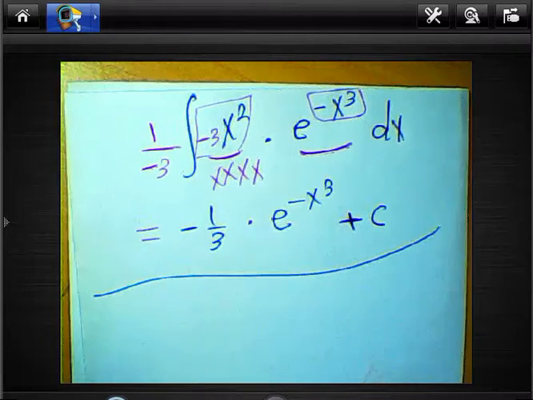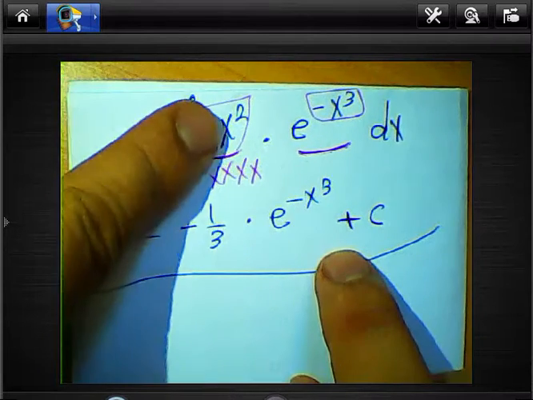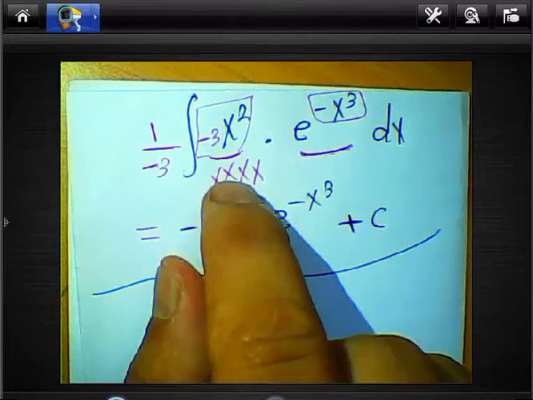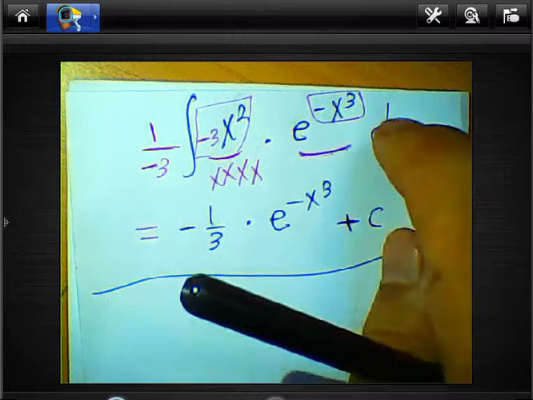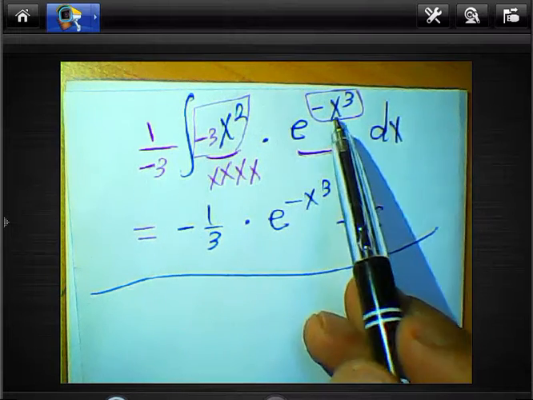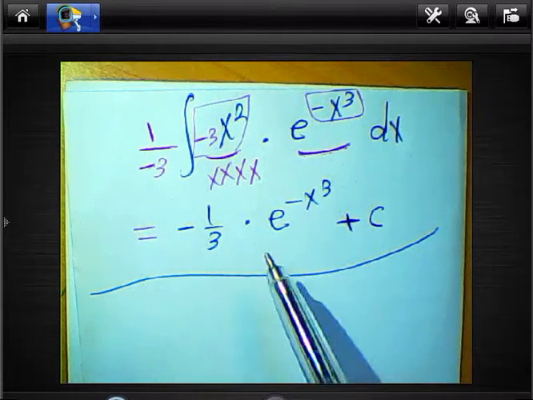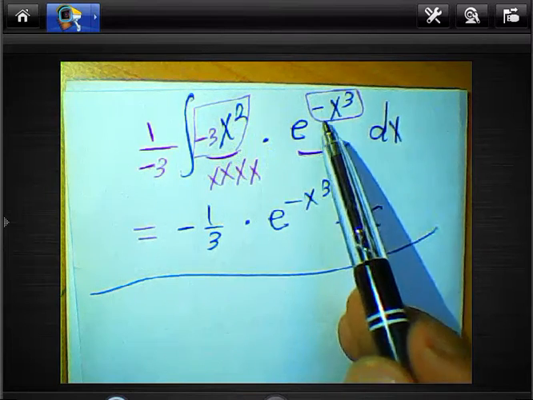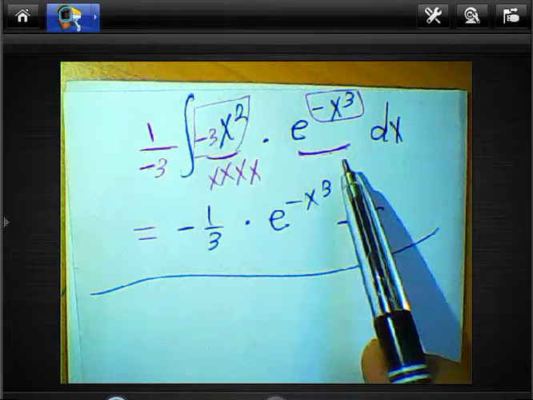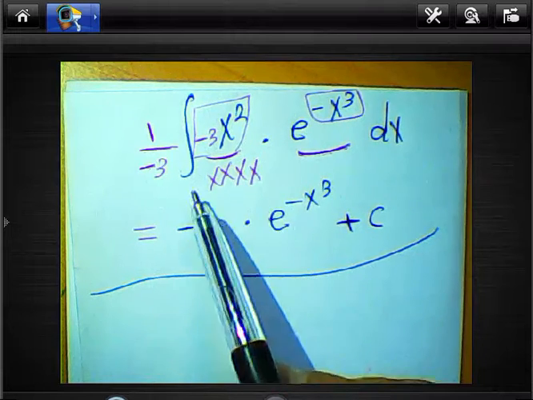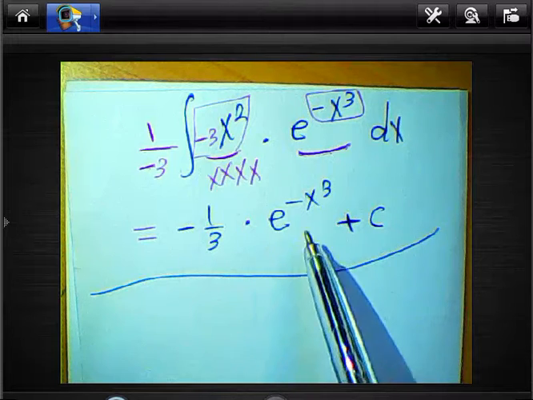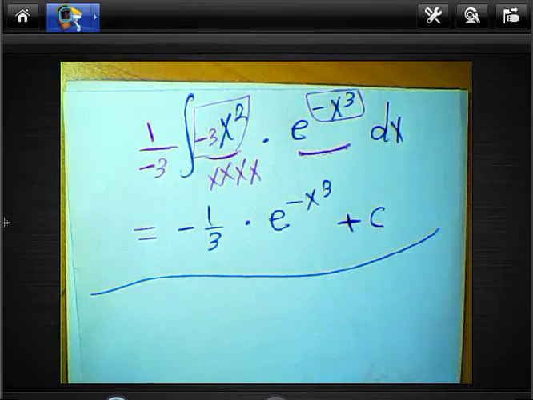It's very easy. Okay, again we multiply this example by negative 3 here and divide by negative 3. Why? Because this term is the derivative of the power here. We must find the derivative of the power behind it, because the derivative of this function e power negative x cubed equals negative 3x squared multiplied by e power negative x cubed. That's the derivative. Here we will cancel it. The integration of this function will be negative 1 over 3 times e power negative x cubed plus constant.